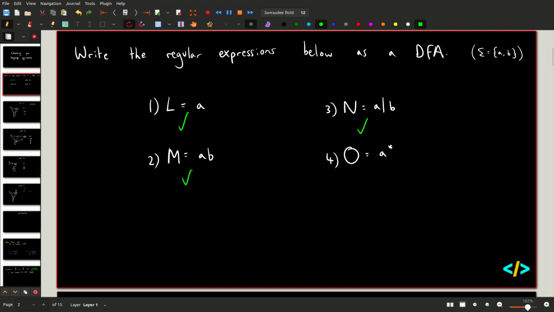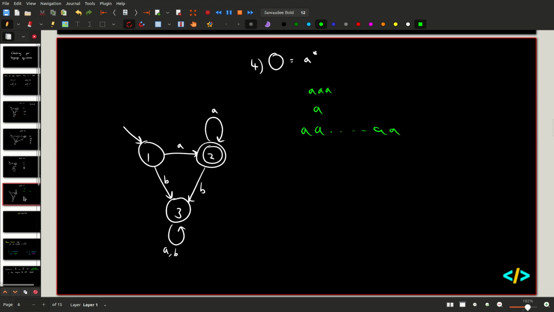But yeah, so we've represented all of these languages, these regular expressions, as a DFA. But A star actually means 0 or more occurrences. So one thing we'd actually have to fix here is we'd have to make that initial state an accept state, because if there's nothing in the word, that should also be accepted.